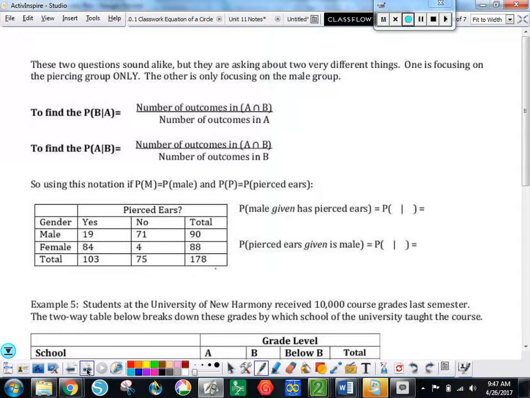Okay, these two questions sound so close, but they're asking two very different things. One is focusing again. So it's to find the probability of B given A, that means I'll have the number of outcomes in this intersection over A. So notice right here, this is the big part. A is on the last number, A is on the denominator. So let's practice that again.